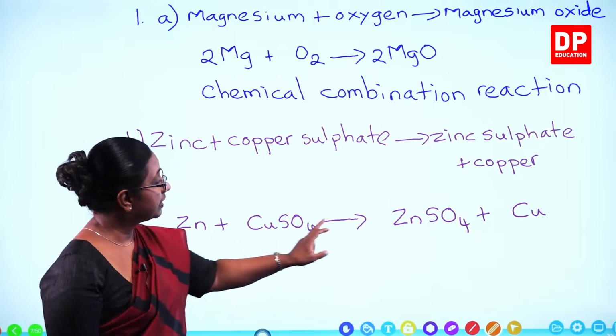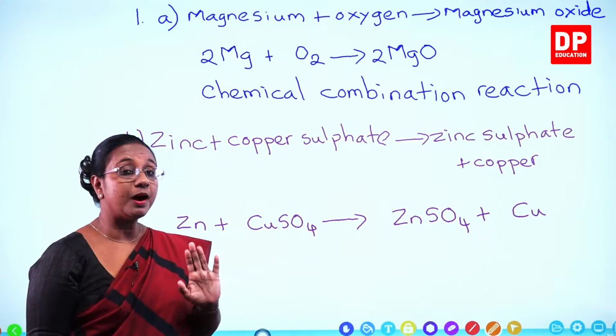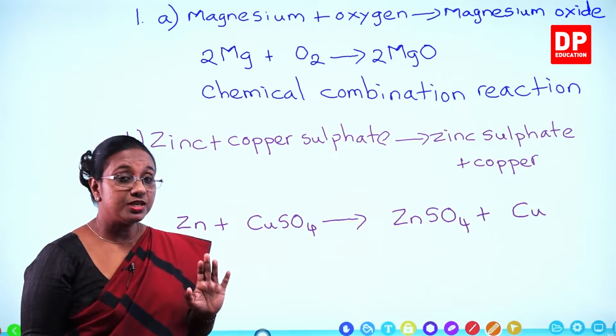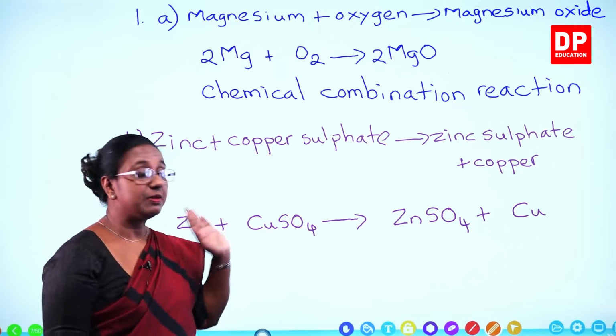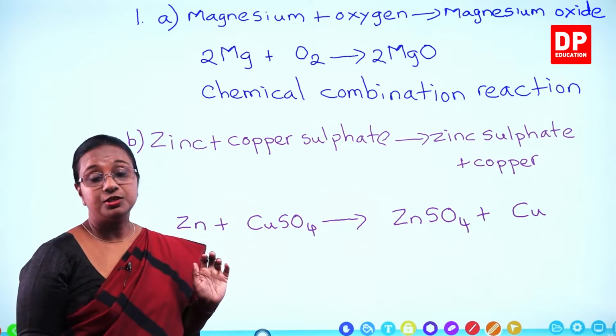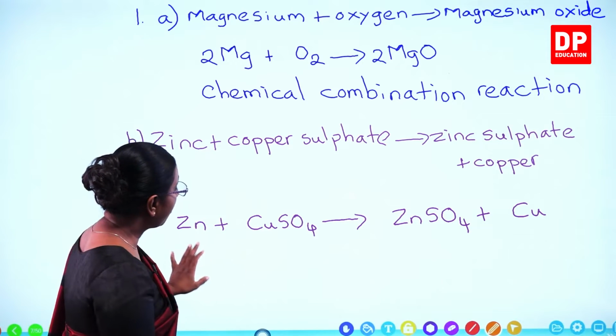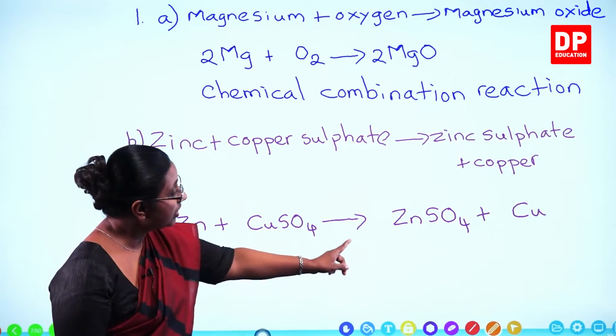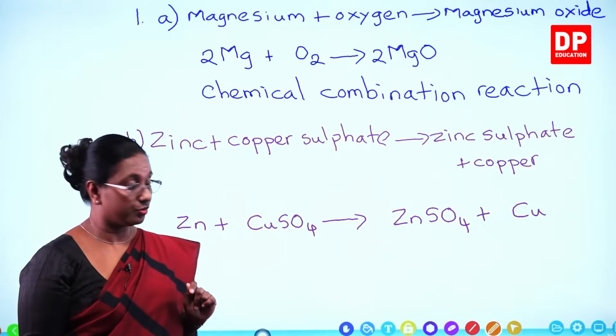These elements, copper, zinc, iron, are not part of the first 20 elements of the periodic table. But students, you all have to know the chemical formulae. You need to remember the valencies and you need to know the chemical formulae of some of these compounds. Copper sulfate CuSO4, zinc sulfate ZnSO4.